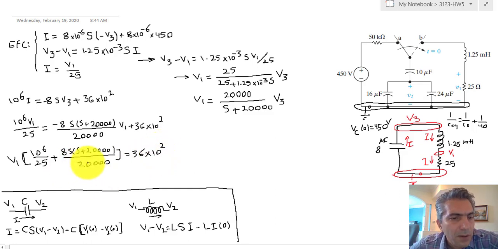So now we have to do this, so that would be V1 over 20,000. So to get 25, it's 20,000 divided by 25.